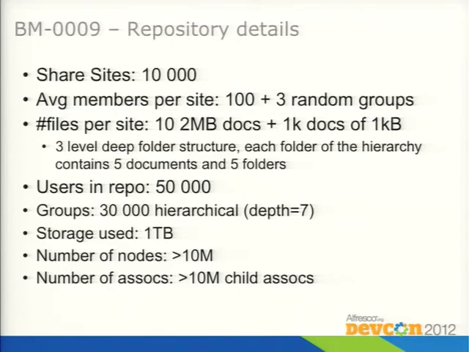We have a quite complex ACL distribution and membership distribution on the sites, lots of users in the repo, lots of groups. So we also stress, if you want, not just the search tier, but also the database tier of Alfresco. All this information is actually stored in different tables in the database. So we really wanted to make sure this was a very realistic benchmark. 10 million documents, 10 million child associations, so relationships between objects. Quite a large scale but realistic scenario.